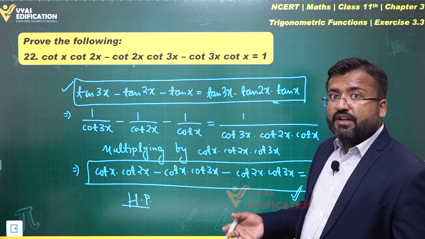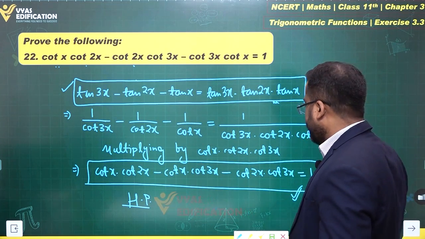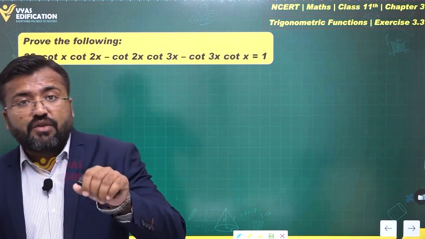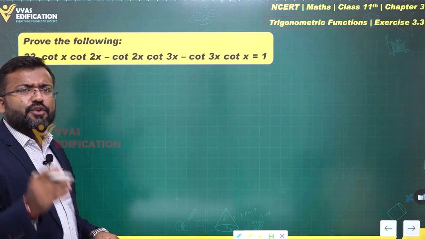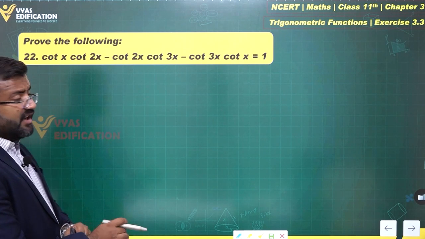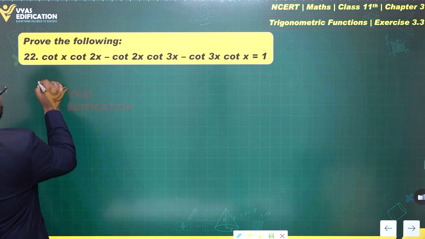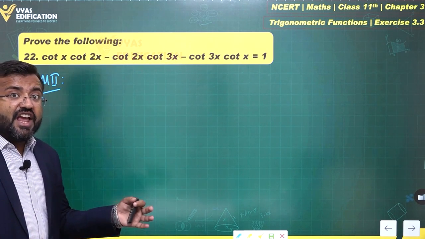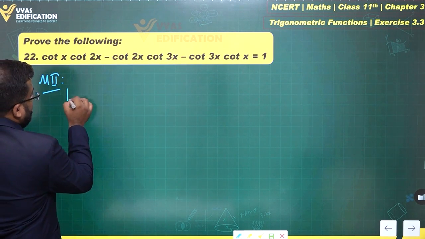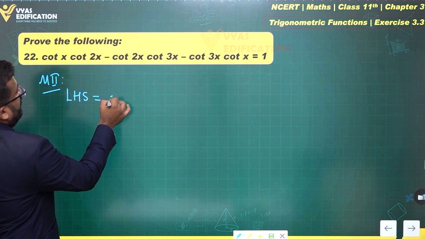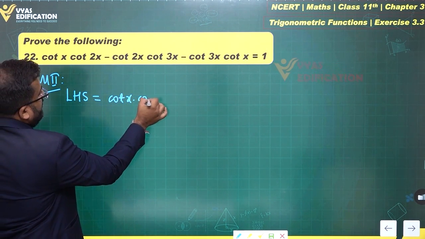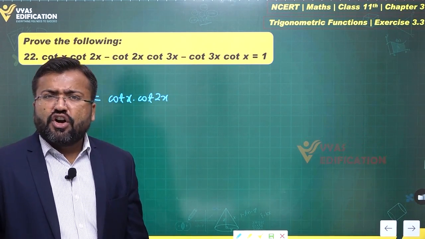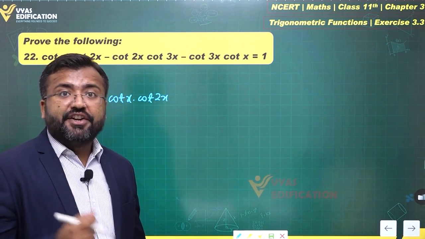But then if you want a more direct approach, let's try to look at it in another way. But for that also I'll require one more formula, which you generally don't memorize. Let's see the other approach, method 2 of handling this question. Let's begin with the LHS first. What we have in the LHS is cot x times cot 2x. Okay. And actually cot 3x is the complicated term.